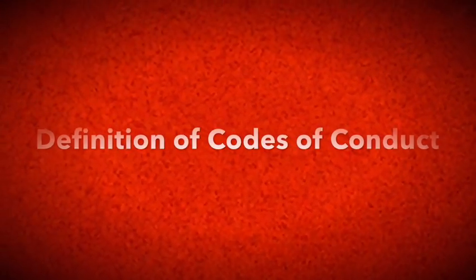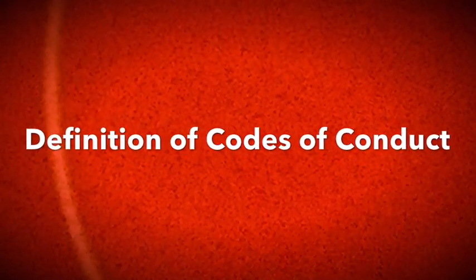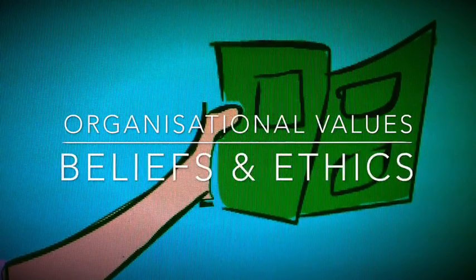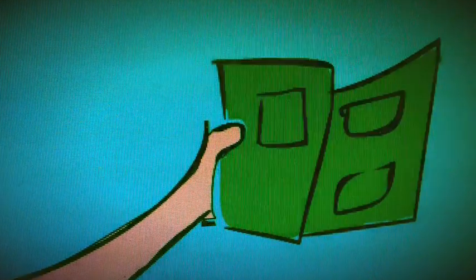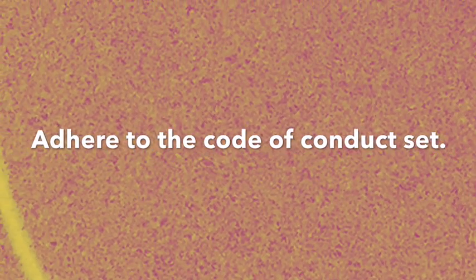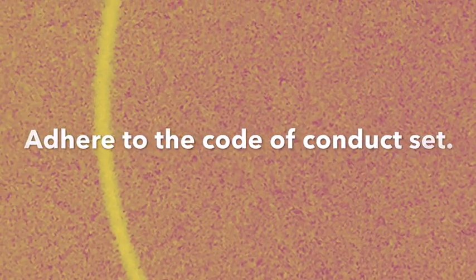A code of conduct is a set of organisational rules or standards regarding organisational values, beliefs and ethics. It is also about legal compliance that govern the conduct of the organisation and its members. Organisational members are responsible for adhering to the code of conduct and will be held accountable for failure to do so.